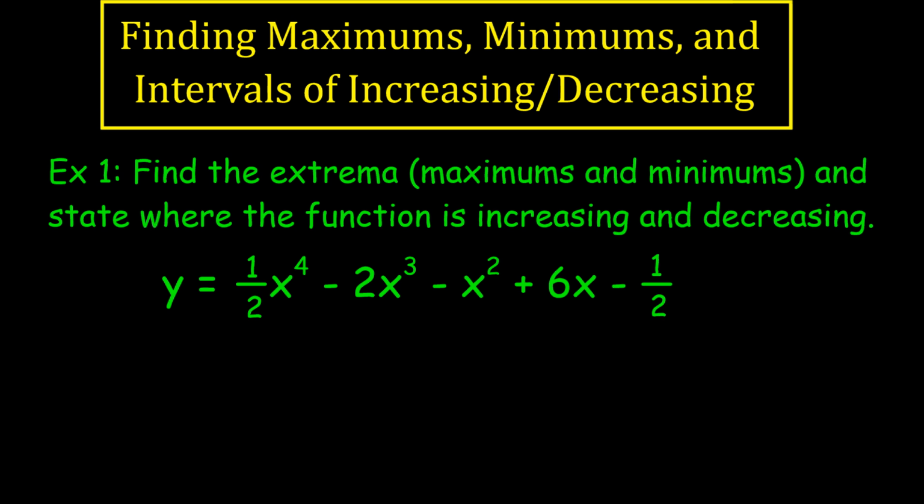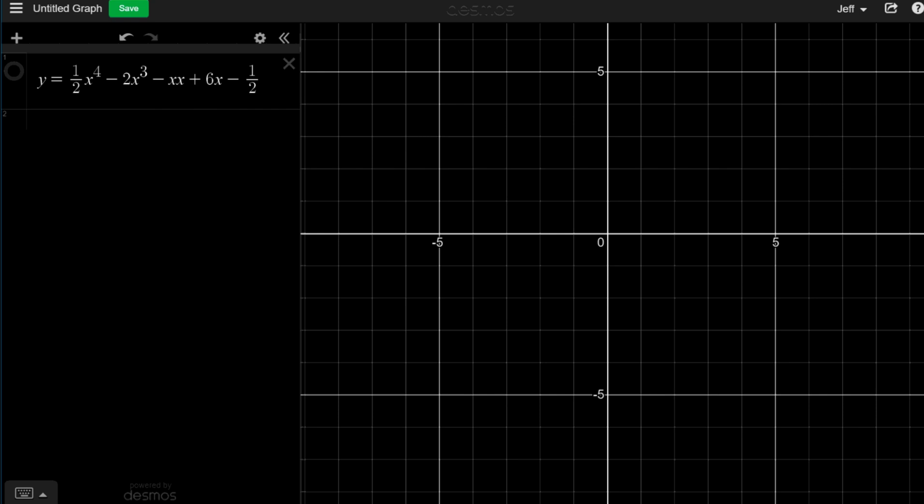And we're going to find what they call the extrema, which are the maximums and minimums. Sometimes you see it written as maxima and minima for plural. And then we're going to state where the function is increasing and where it's decreasing. And so what I have is I have this typed into Desmos already. So if we head over there we go.